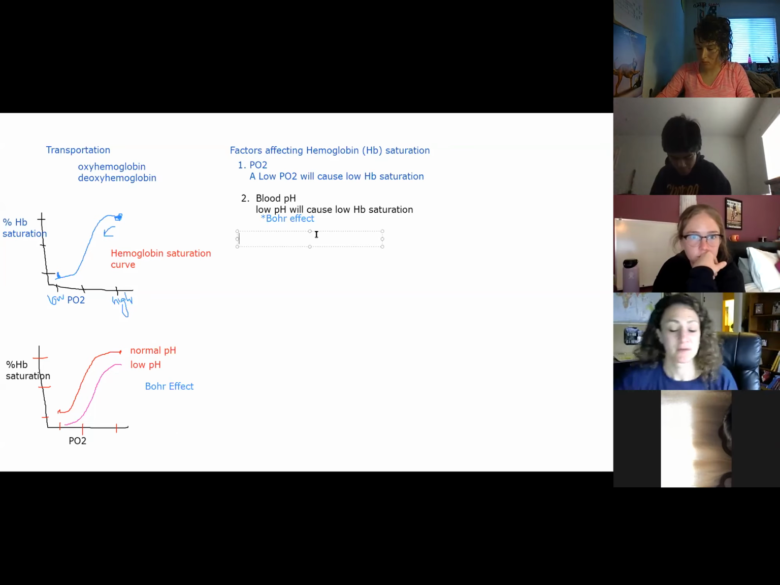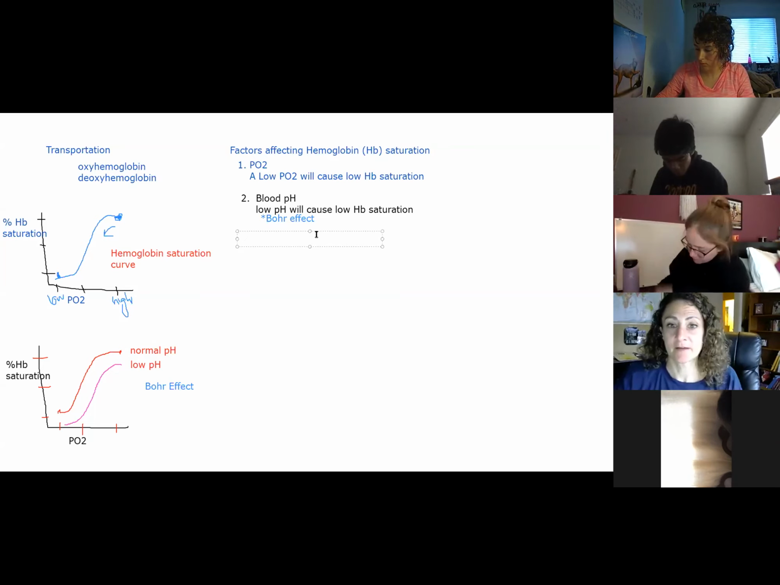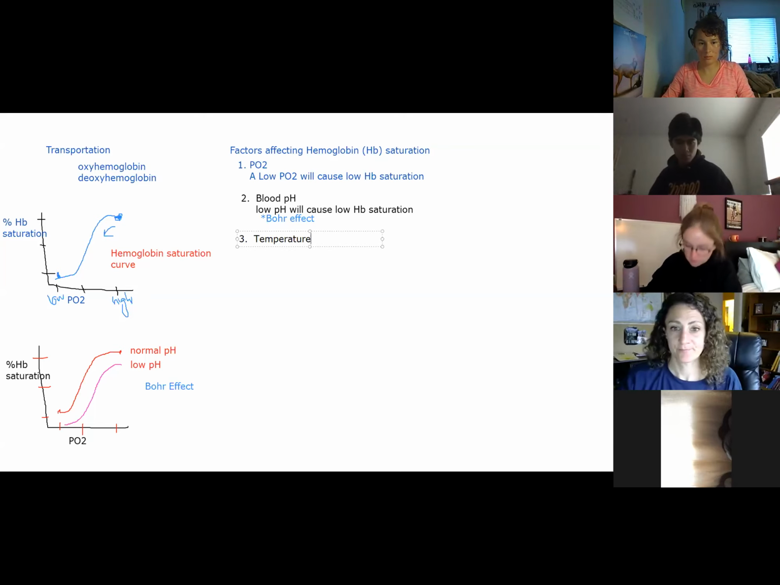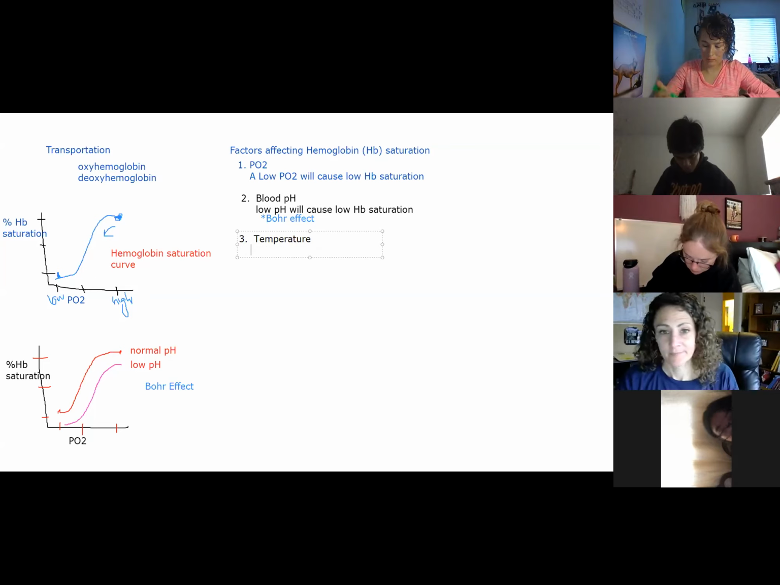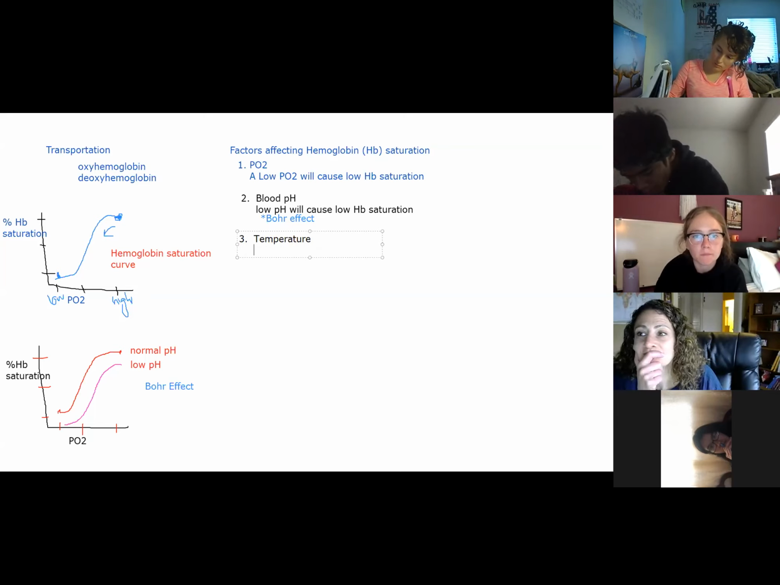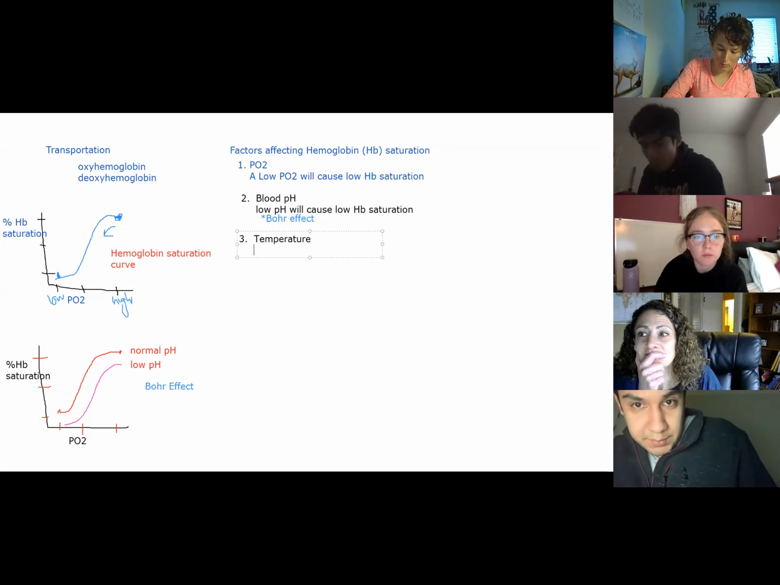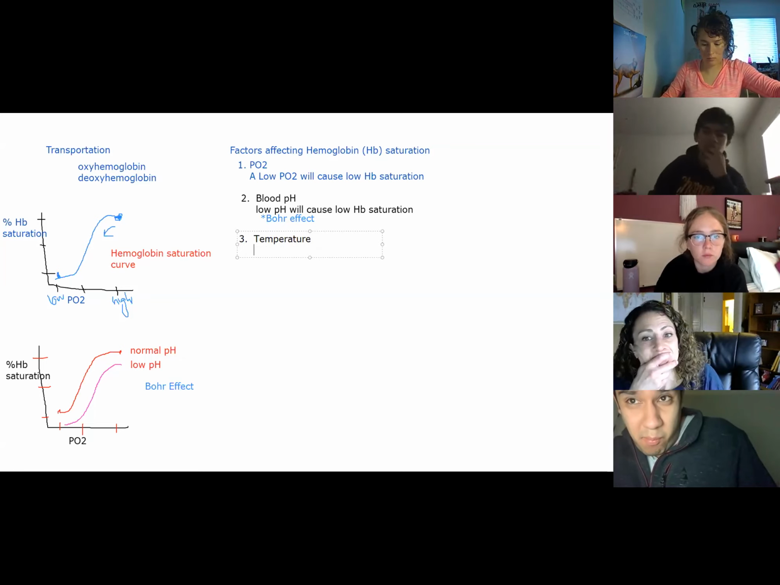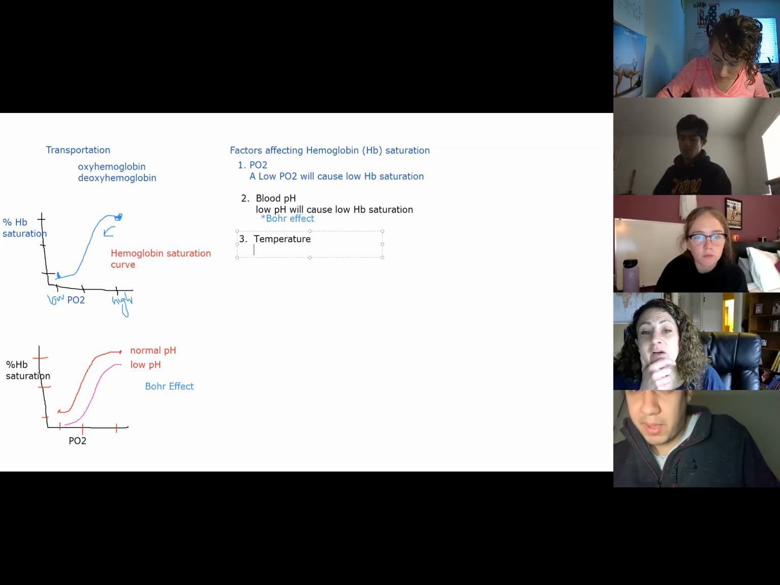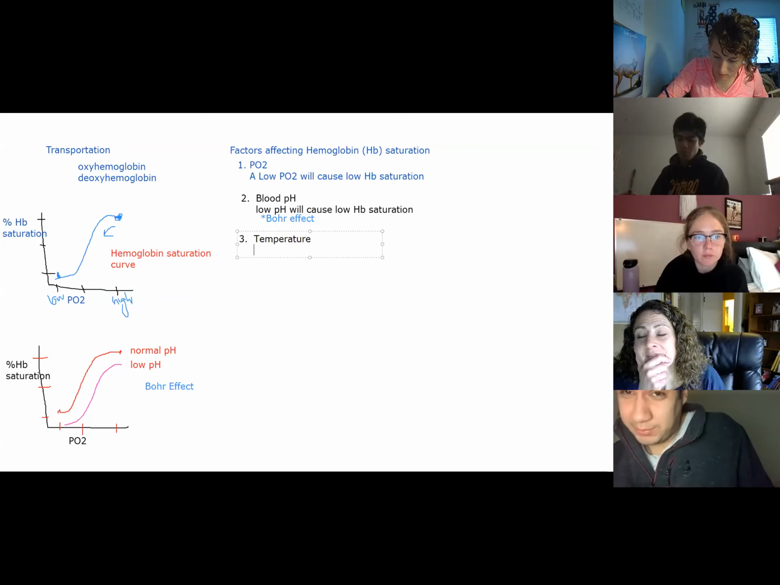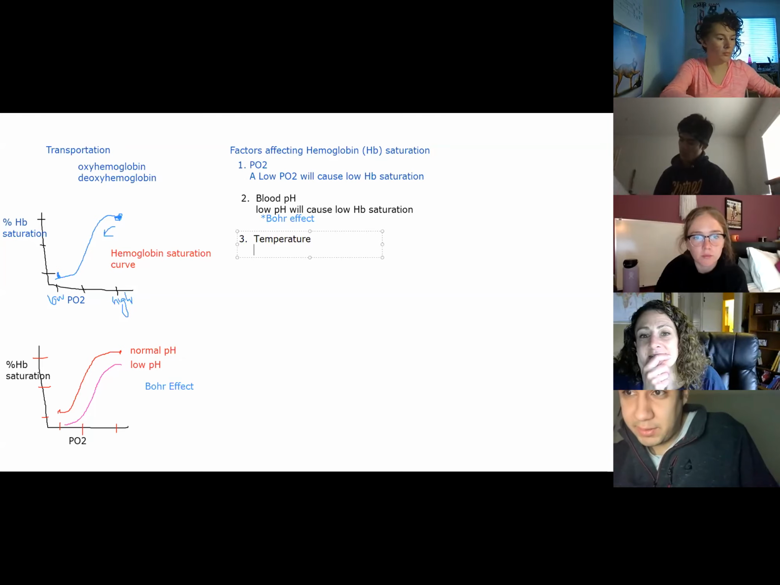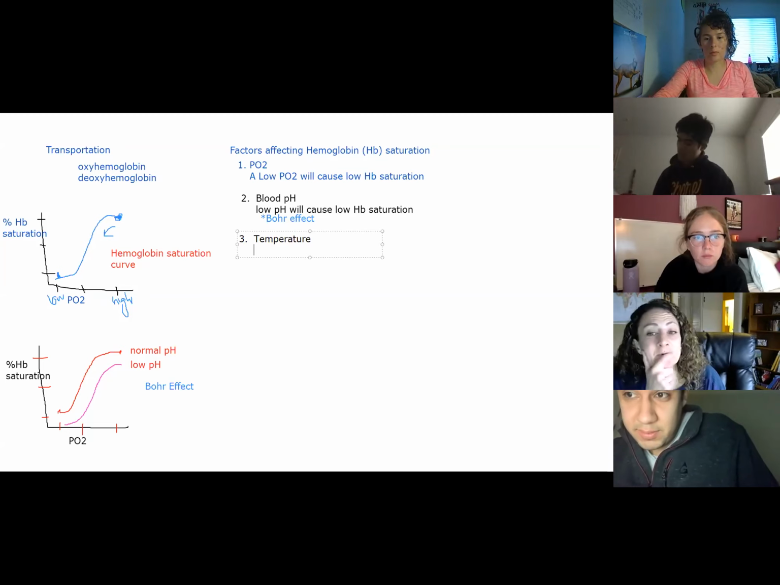No questions? Okay, third factor affecting hemoglobin saturation will be temperature. Ariel, tell me how you think temperature will affect hemoglobin saturation. I feel like it'll cause it to go up. High temperature or low temperature? High temperature would cause it to go up. Would cause saturation to go up? Yeah, that's what I would think. Why do you think that? Just the increase in temperature would cause an increase in pH. Temperature doesn't affect pH. Okay.